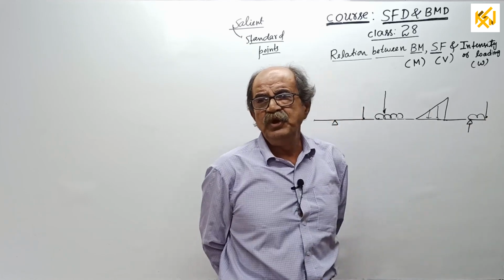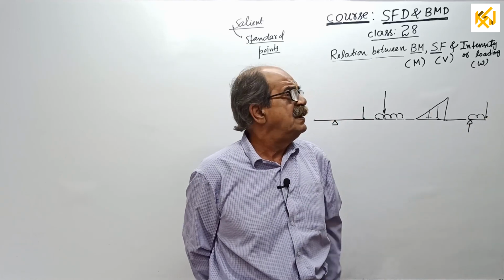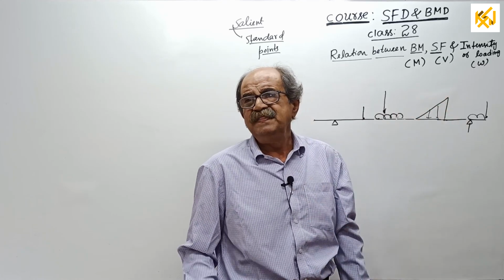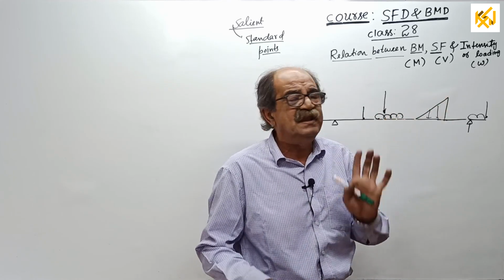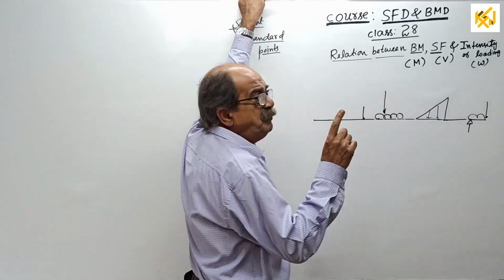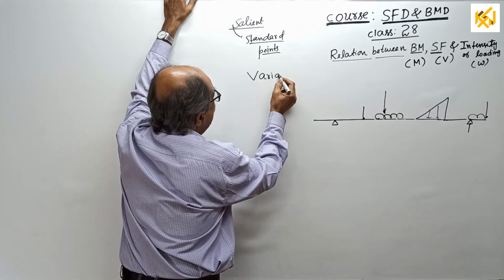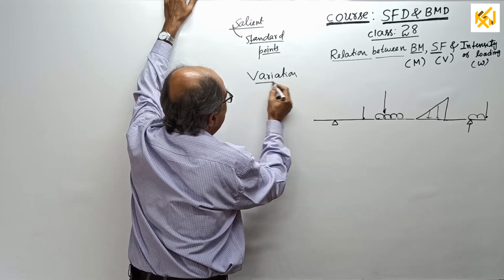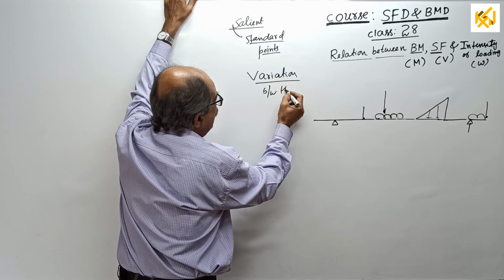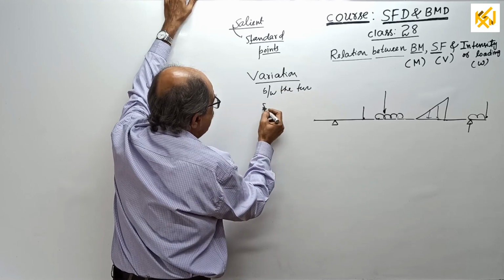Now, we require SF and BM ordinates at all the standard points. Then, very important, you have to join them based on the variation between the two standard points.